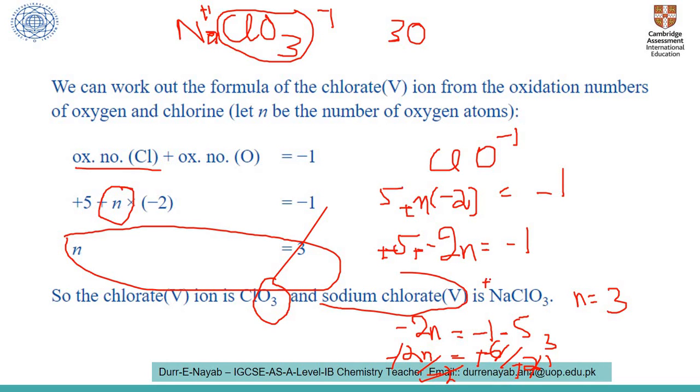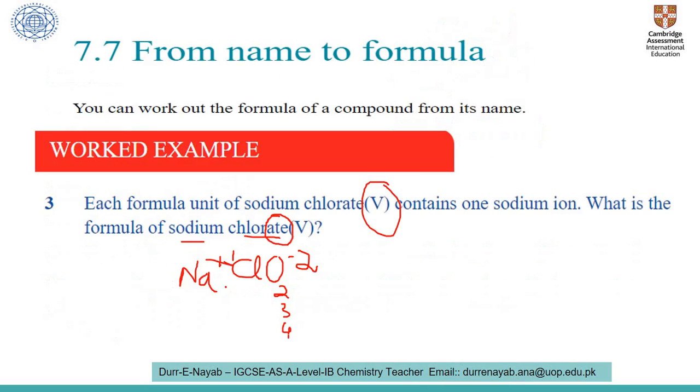Over here now sodium is in the +1, chlorine is in the +5 state, and oxygen for 1 it is -2, and for 3 it will be -6. So -6 and +6, that make this molecule sodium chlorate neutral. This is how from the name of a compound we can predict its formula. Now Sir Hamza is going to explain this in Uzbek.